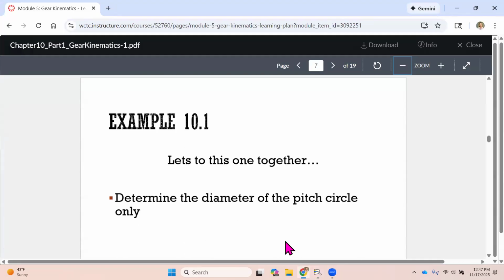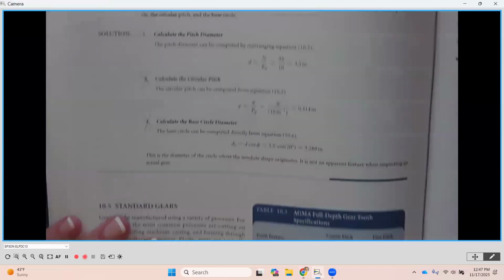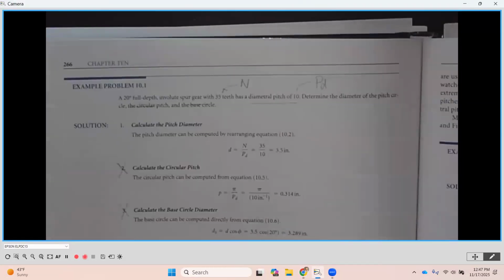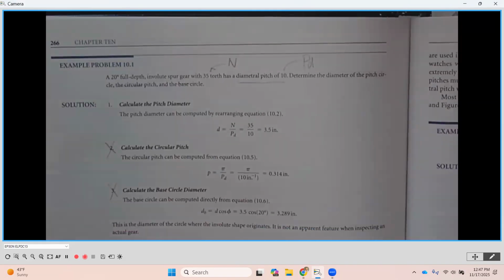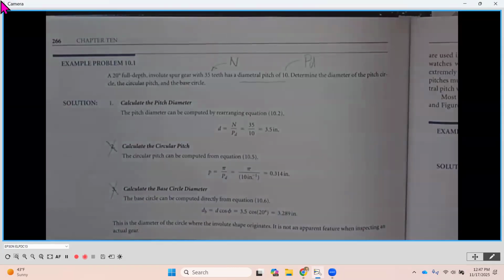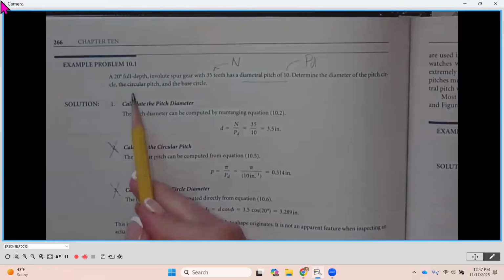So let's look at an example and we'll do this one together. Now, we're just going to do the first part of this and I'll explain why. So for example 10.1, this is going to be your first practice problem. What I want you to do is get out a sheet of paper and we are going to work this problem together. So for this problem, it says that we have a 20-degree full depth involute spur gear tooth.